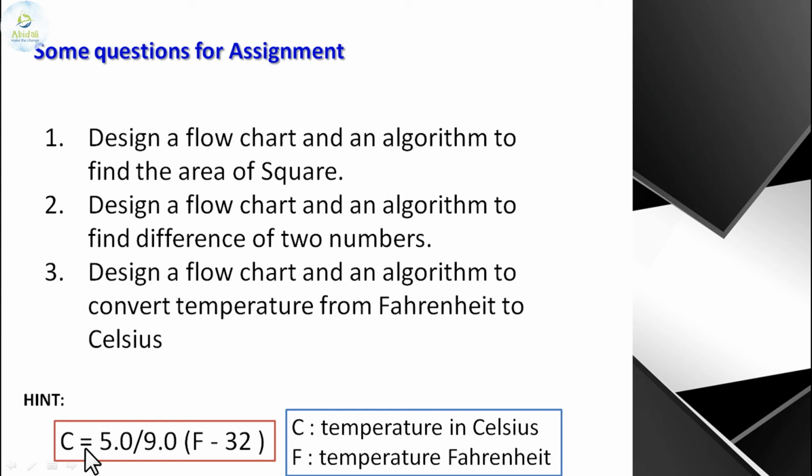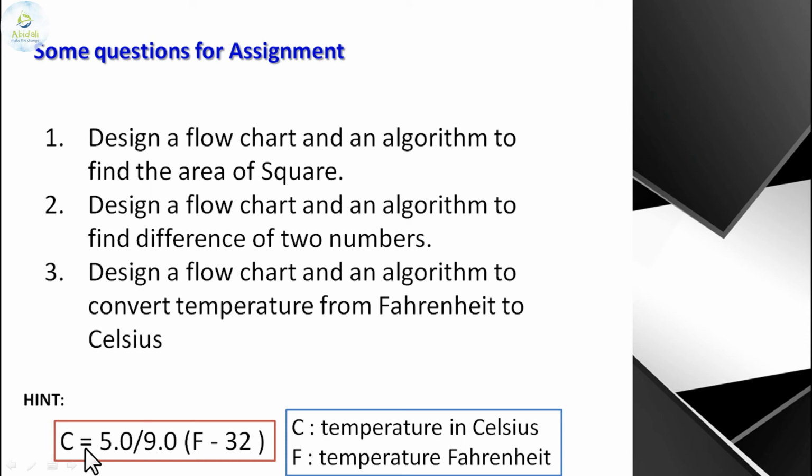The next thing is to design a flowchart and algorithm to find the difference, that is subtraction of two numbers. Okay, we have done addition of two numbers in the beginning, that is C is equals to A plus B. Similarly, you have to change certain things and modify it. Okay, send it to my WhatsApp number.